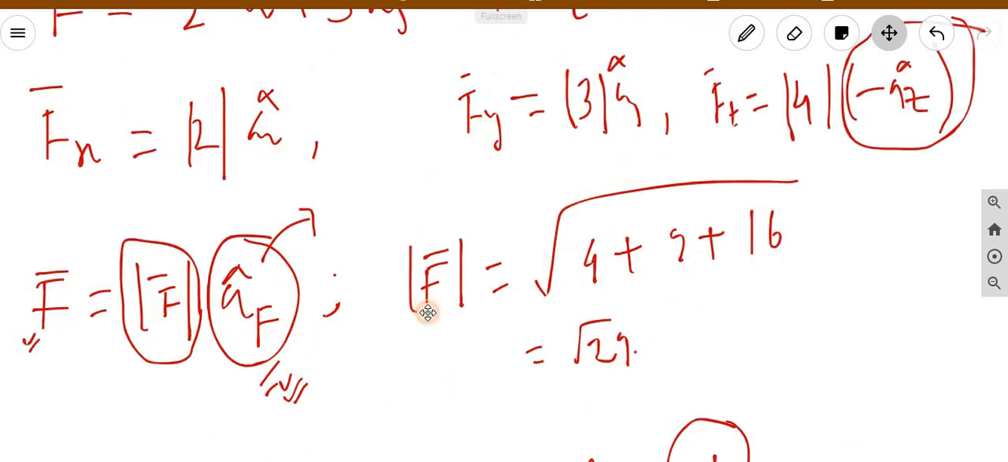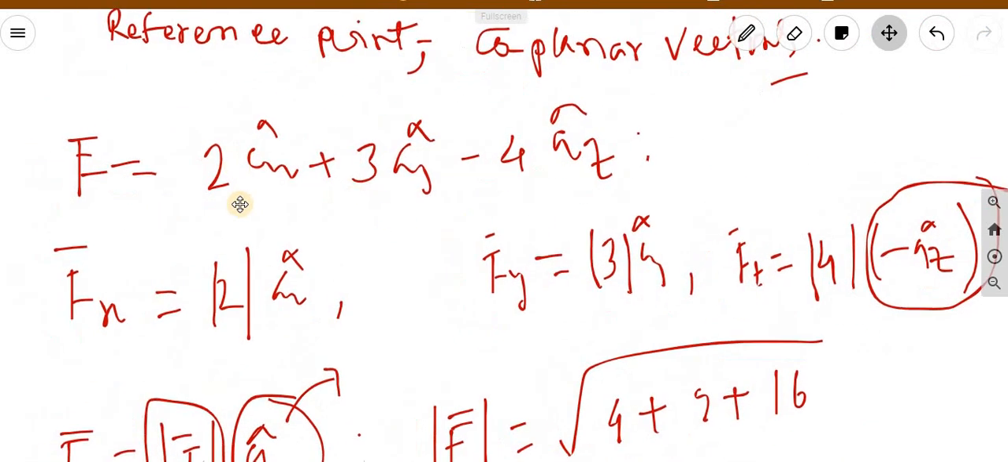For this particular vector, there are basically 3 components in 3 dimensions. In the x direction this is the Fx component, in the y direction the Fy component, and in the z direction the Fz component. In 2x plus 3y minus 4z, 2x is in the x direction, 3 in the y direction, and minus 4 in the z direction.